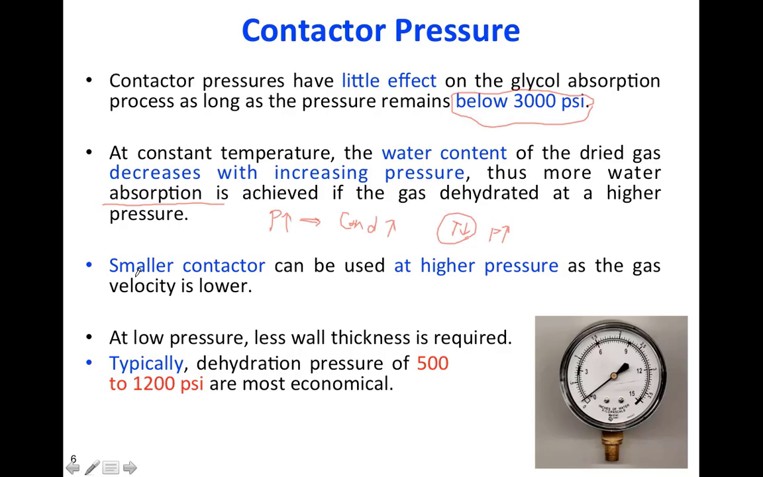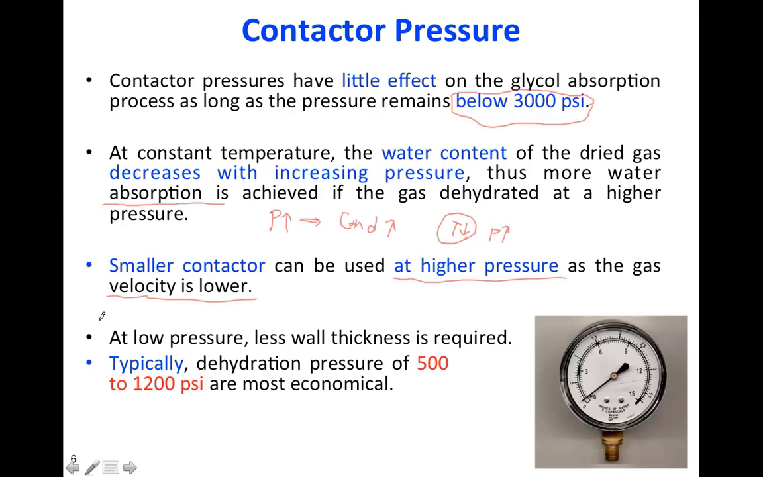So when we have a smaller contactor, we can go to even higher pressure, very high pressure, because we can manipulate it more easily, especially if the gas velocity is low. Small contactors usually have lower velocity, so we can go to higher pressures to increase the absorption, and we can increase the absorption capacity as well.